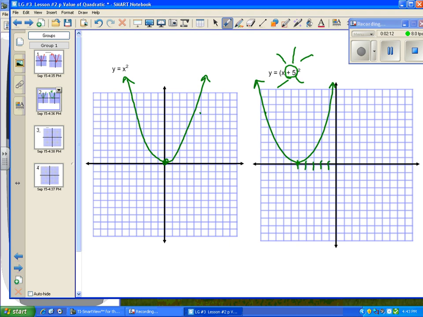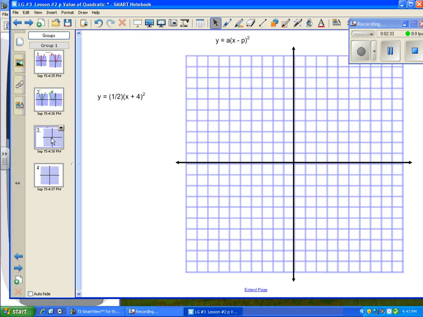Why? Because remember up front here it's supposed to have an a value, and that a value determines all kinds of things. It determines if it's opening up or down, wide or narrow. Now remember, this value up front is still a 1. So yep, it's going to be exactly the same parabola, just moved over 5 places. So let's go to our next little step here.